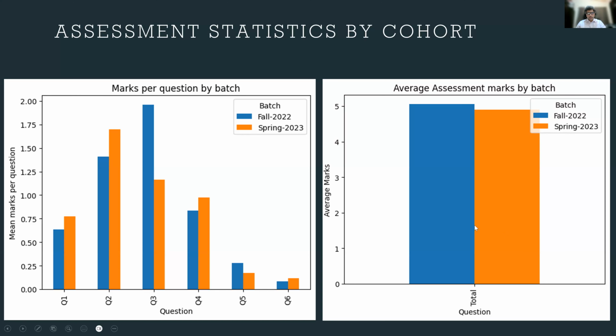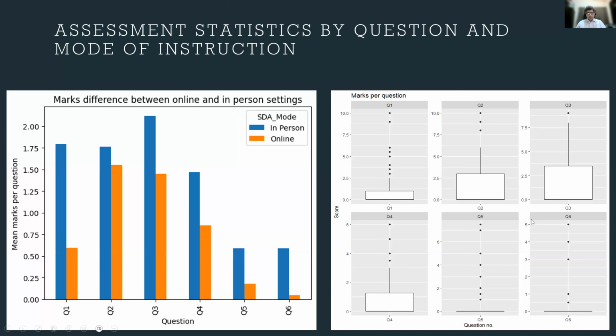And you can just see that in terms of comparing the two batches, it's not clear if one performed better than the other. So they were pretty similar. But if you look at the difference between scores, how students performed in this assessment, students who took the STA course online versus those who took it in person, you can see clearly for each question, the students who took it in person fared much better.